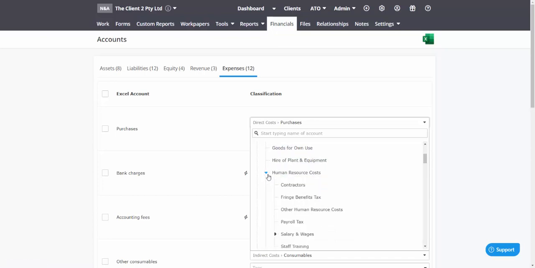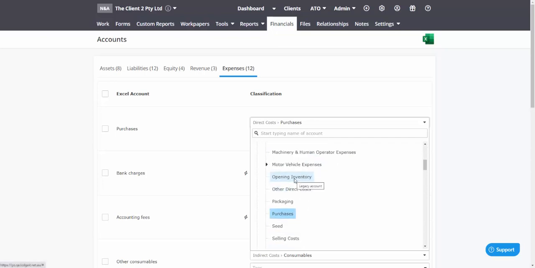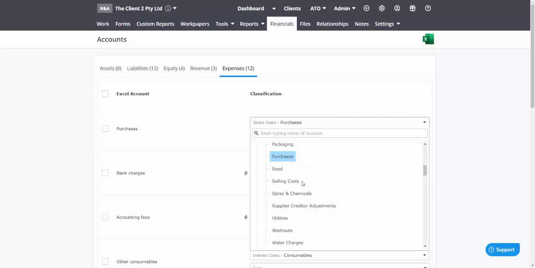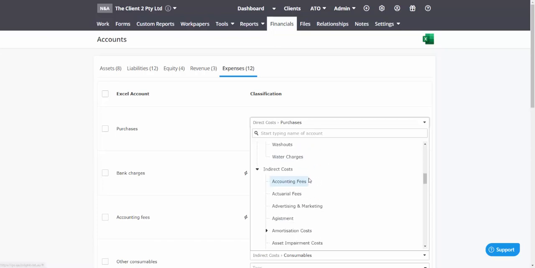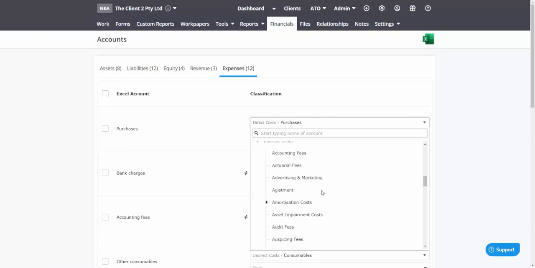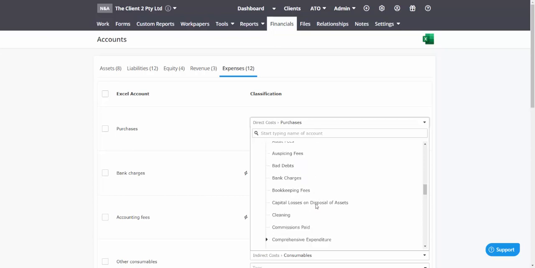Human resource costs, you can really break out and put your human resource costs either as a direct or indirect cost. Motor vehicle costs, same again. If you're in the trucking game, probably your vehicles are direct costs. Farming, you've got everything like, for instance, spraying and chemicals and washouts. Down to indirect costs, all your typical categories, accounting fees. I'll just rush through this.